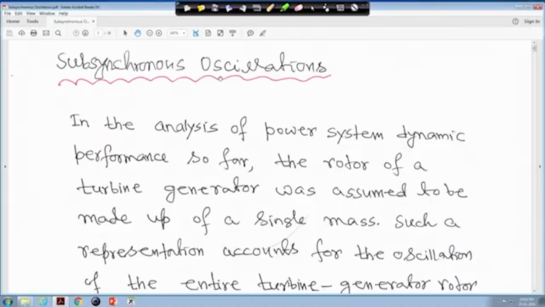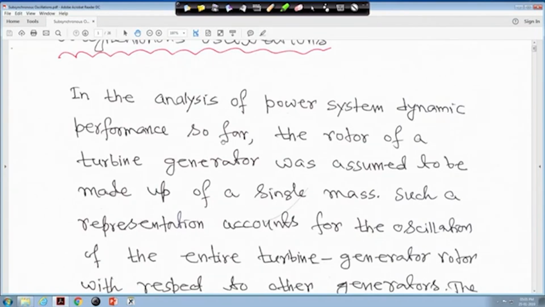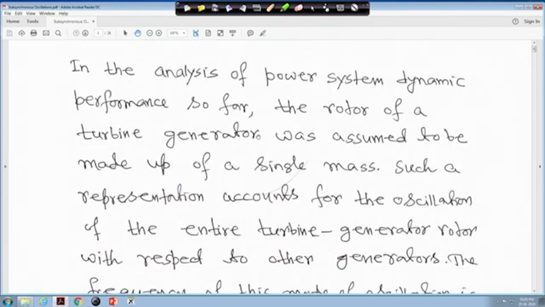Whatever we have seen previously, we have considered the whole turbine and generator combined as a single mass, and we tried to find out the oscillations with respect to other generators. But here we will do it a little bit separately, and this is actually subsynchronous oscillations. In the analysis of power system dynamic performance so far, the rotor of a turbine generator was assumed to be made up of a single mass. We just combined it together.